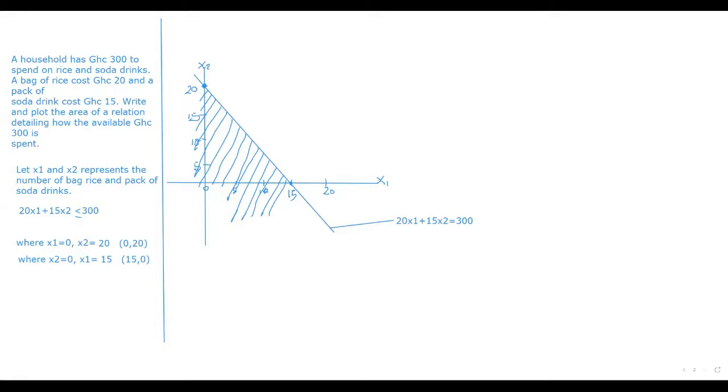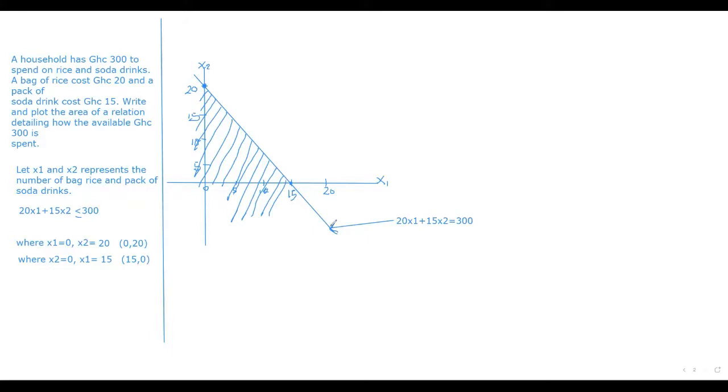Good. So for the second one too, you equate x2 to 0, and then you find x1. So that one we will get 20x1 is less than or equal to 300, and then you divide by the x1 coefficient, which will give you 15, and then your other point will be 0 because you equated x2 to 0.